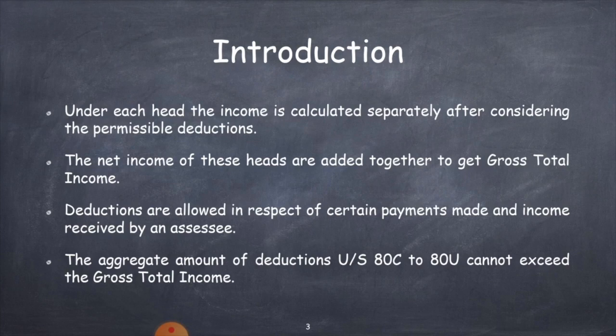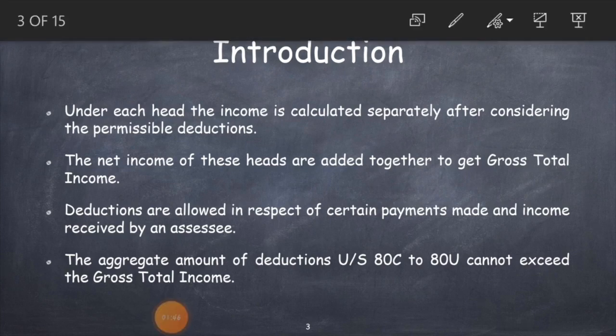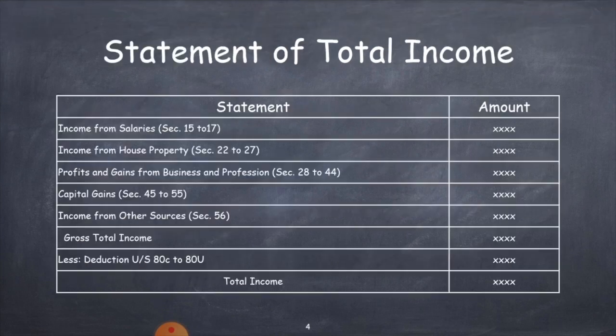From this gross total income, when you deduct deductions, which are allowed in respect of certain payments made and income received by an assessee, you arrive at total income. On this total income, the assessee has to pay the tax. The aggregate amount of deductions under section 80C to 80U cannot exceed the gross total income. So, this is the statement of total income.